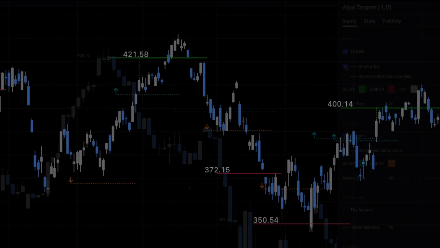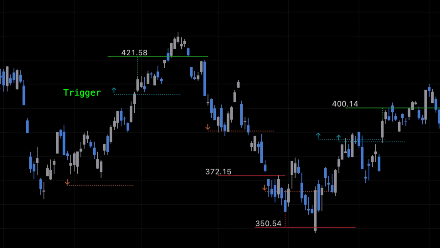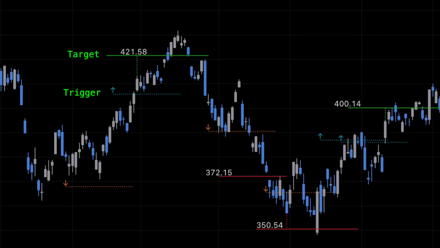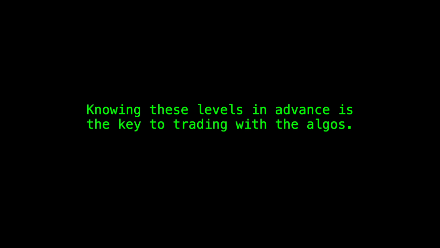When price approaches a trigger, it may stall, reverse, or break through. When price breaks through, it unlocks a target. Algos reach for these targets while seeking liquidity. Knowing these levels in advance is the key to trading with the algos.